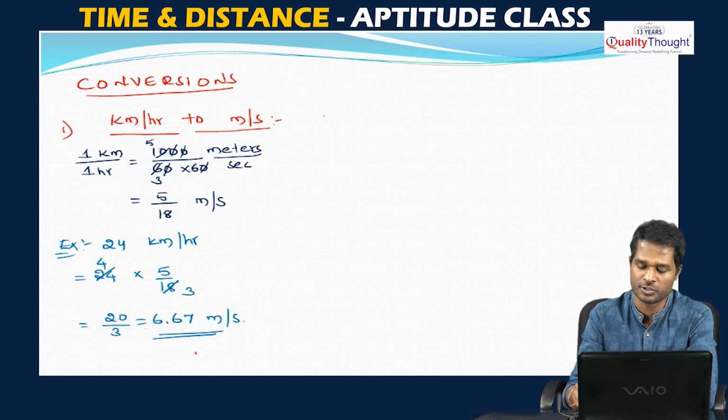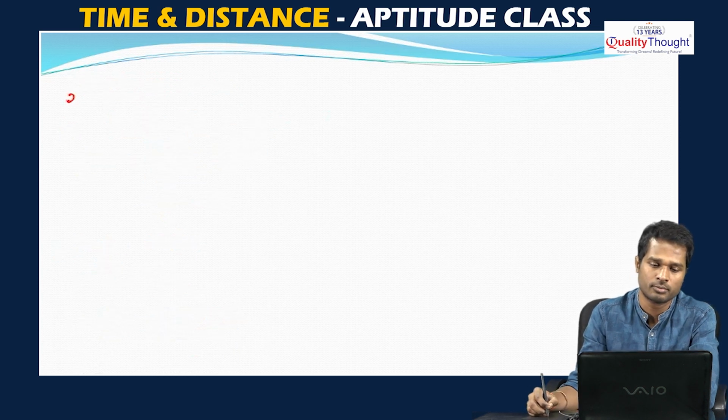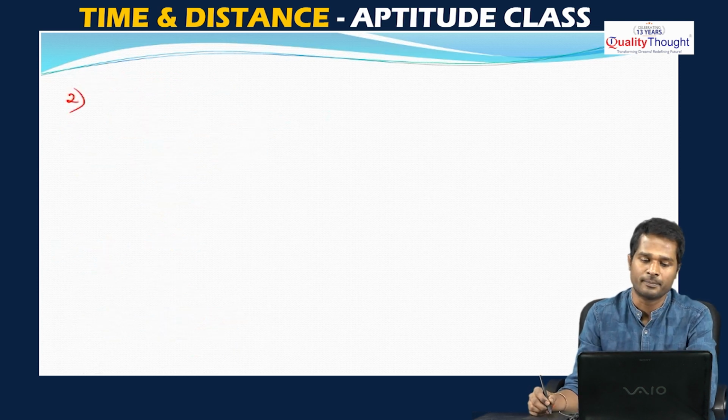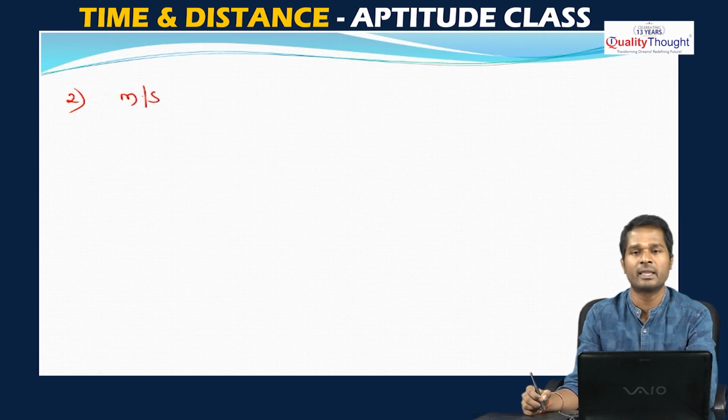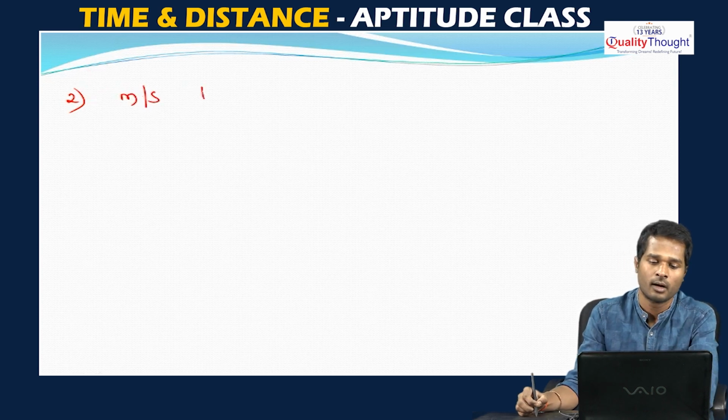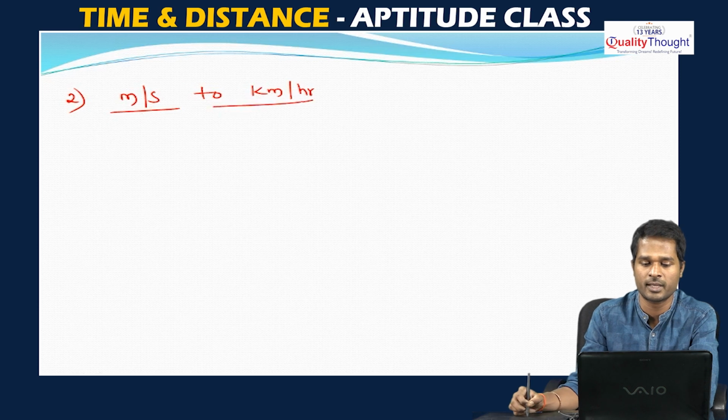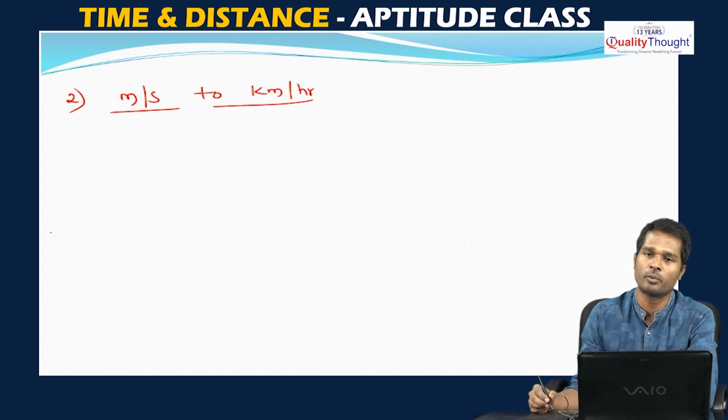Now let's see the second conversion. The conversion number 2. When we get the speed in kilometers per hour, to convert it into meters per second, we have seen it is multiplying with 5 by 18. Now we have the speed in meters per second. I want to convert it into kilometers per hour. So this meters per second speed has to be converted into kilometers per hour.